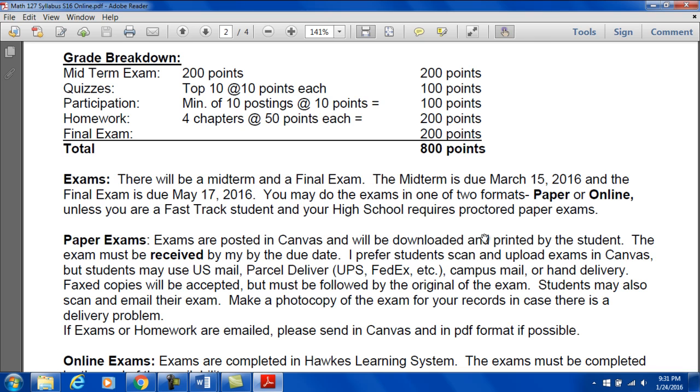You may do the exams in one of 2 formats, paper or online, unless you're a fast-track student and your high school requires proctored paper exams. Which, honestly, I'm kind of starting to think that's the way to go, but that's down the line. Paper exams. Exams are posted in Canvas and will be downloaded and printed by the student. The exam must be received by the due date. I prefer students scan and upload the exams in Canvas, but students may use other ways to do it.